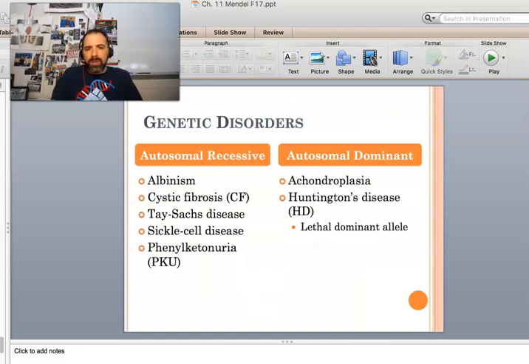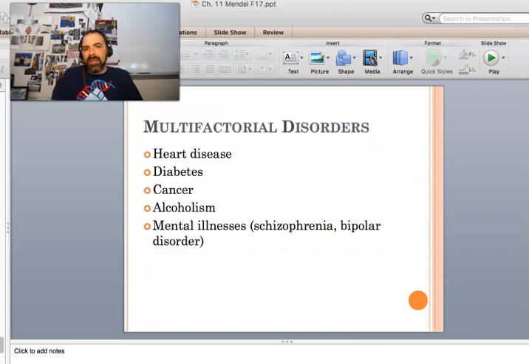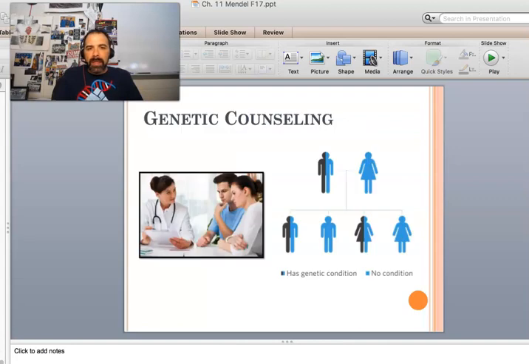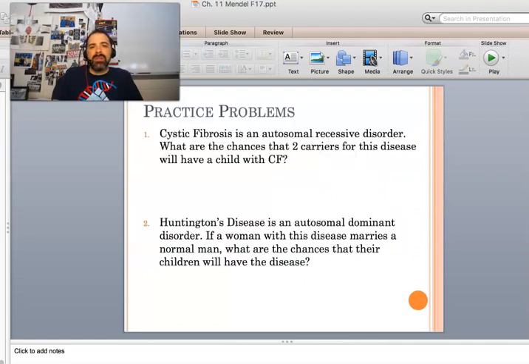Here are some genetic disorders: albinism, Tay-Sachs, sickle cell, PKU, and then achondroplasia and Huntington's. These are multifactorial disorders, which are just not simple dominant recessive. So heart disease, diabetes, cancer, alcoholism, schizophrenia, bipolar, some mental illness. And what's interesting is we look at genetic counseling. These are individuals that have to sit down with people and go through and try to explain, this is a Punnett square. This is what autosomal dominant is. This is what autosomal recessive is.